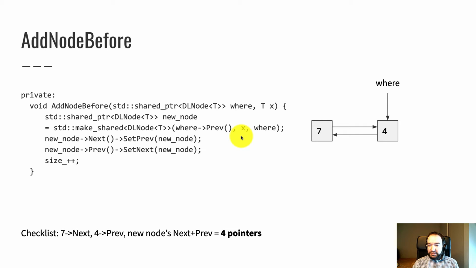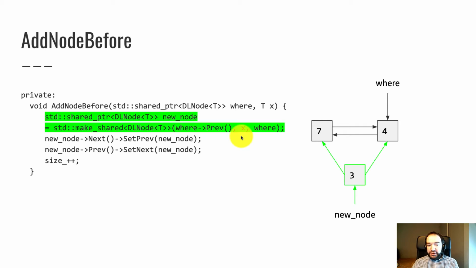Now let's step through the process. First, we create a new node. It has the value x that was passed in. It's 3 in my sketch. And the previous would need to point at the 7 in the sketch, and the next would need to point at the 4. Here's how we get at those nodes.